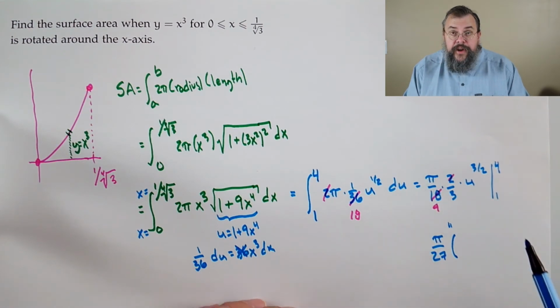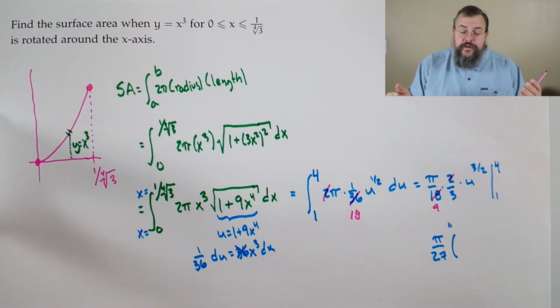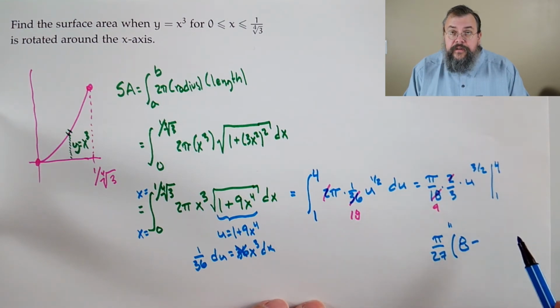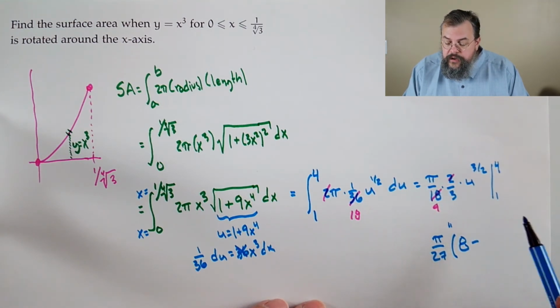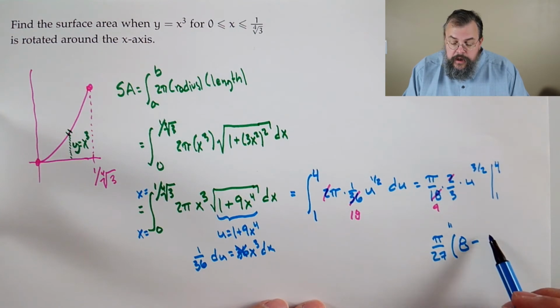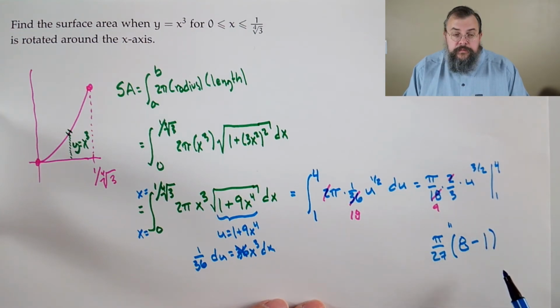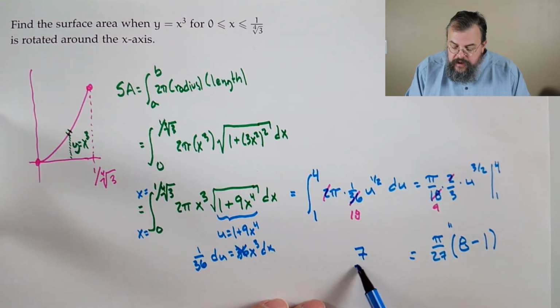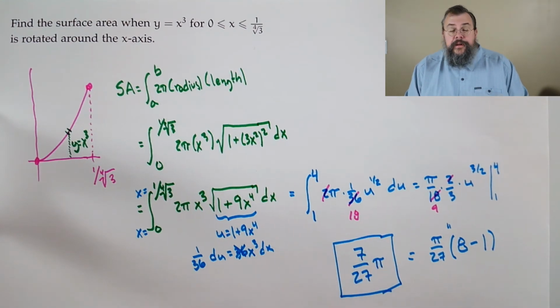Then we have 4 to the 3/2. Well, the square root of 4 is 2. 2 cubed is 8. Now subtract 1 to the 3/2. Well, 1 to the 3/2 would be 1. So 8 subtract 1, and that's going to be 7. So we end up with 7 27ths pi. And there you go. That's the answer.